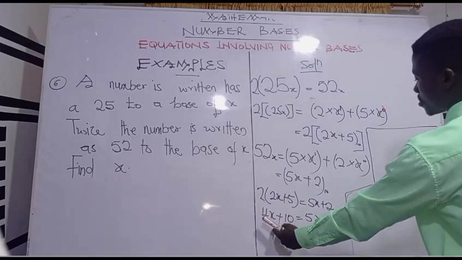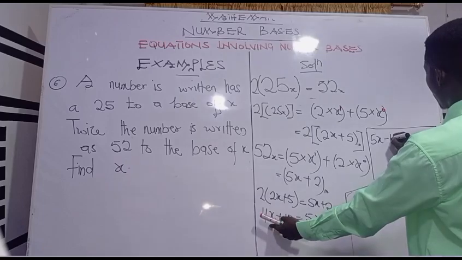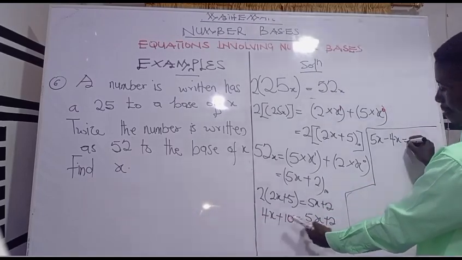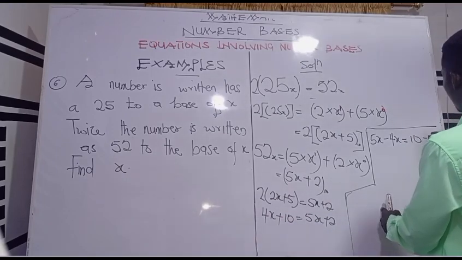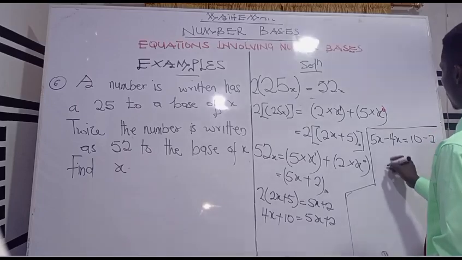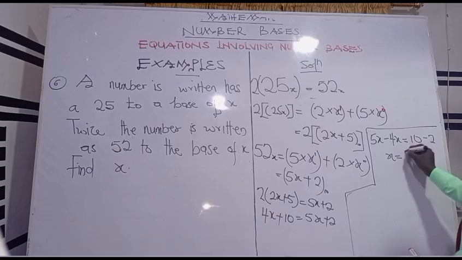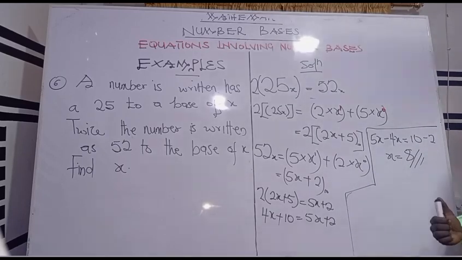So let's group the like terms. We are going to get 5x minus 4x is equal to, so this one will go here, 10 minus 2. So we are going to get 5x minus 4x will give us x, 10 minus 2 give us 8. So the value for x is equal to 8.